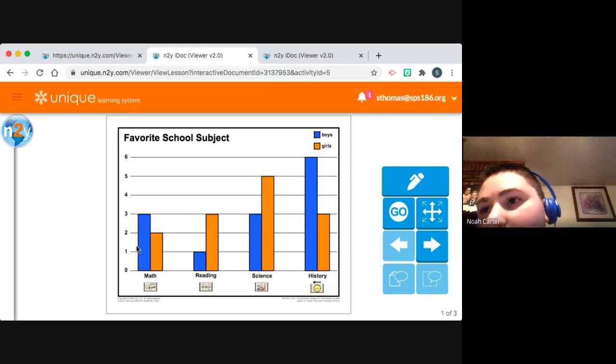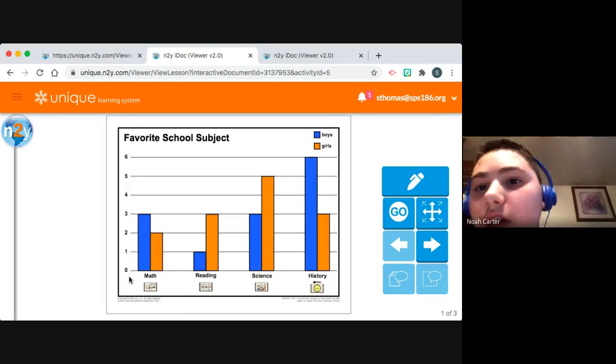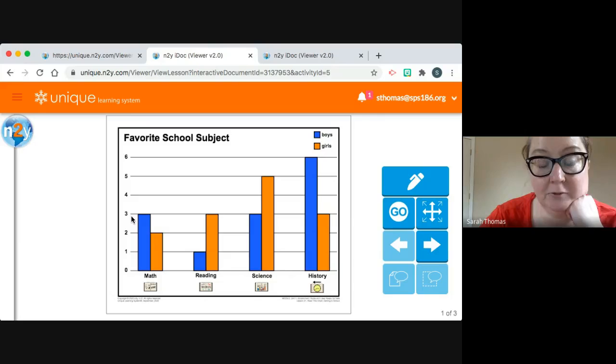How many boys say that math is their favorite subject? Well, you see, you look here, blue is the boys, and you go all the way up to where the graph is touching the line. And then you go over, what number is that? 3. So that means 3 boys picked math as their favorite subject.